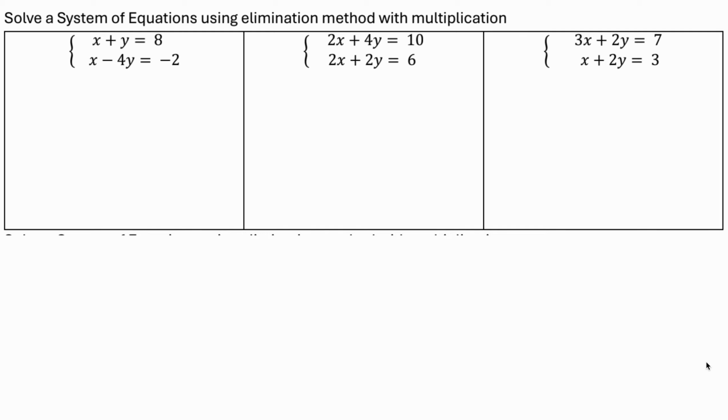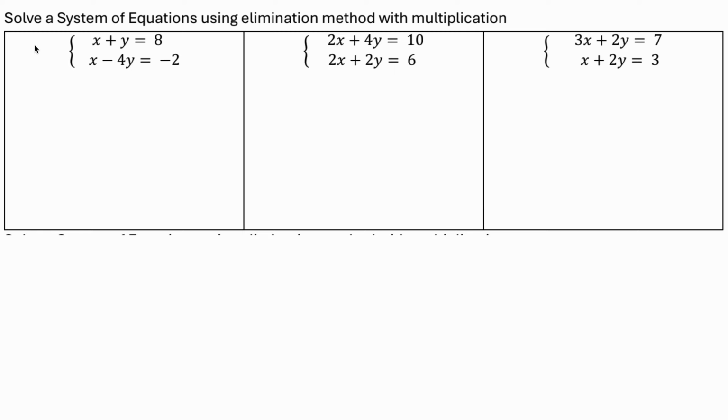Okay, the next one is x plus y equals 8 and x minus 4y equals -2. As I'm looking at this, I can see that I have a same, but I don't have an opposite because this is just y and this is -4y. And so when this happens, you need to create an opposite, and we do that by manipulating the equation.